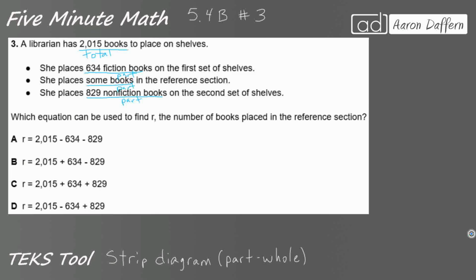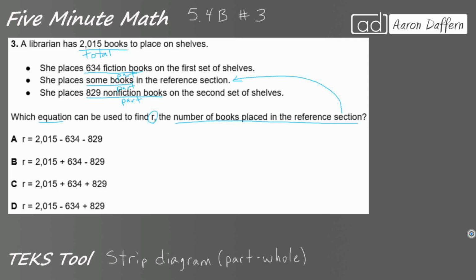And we need to find an equation to find R. Look at this, the number of books placed in the reference section. That's right here. That's that missing part. So they're wanting us to find how many books were in the reference section, but we don't actually have to solve it. We need to find an equation and we need to use R. So R is going to represent the number of books in this reference section. In the past, we might have used a blank box or question mark, but now we're going to start using a letter called a variable to represent an unknown quantity.